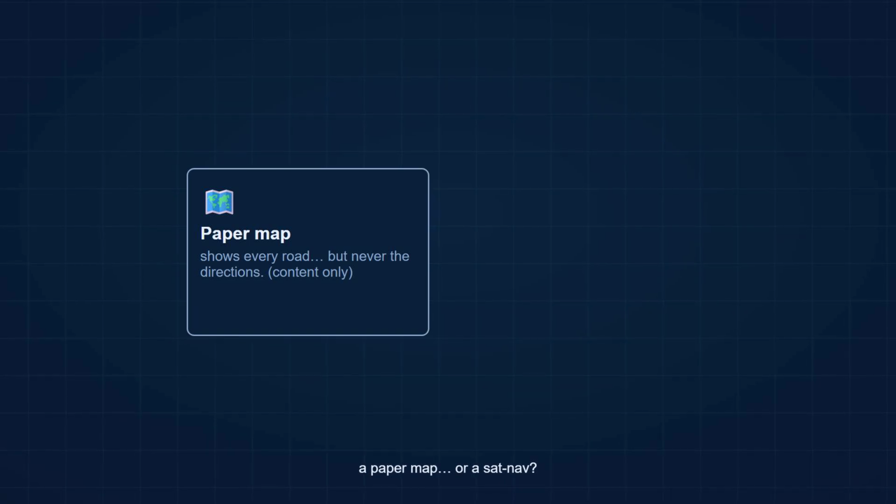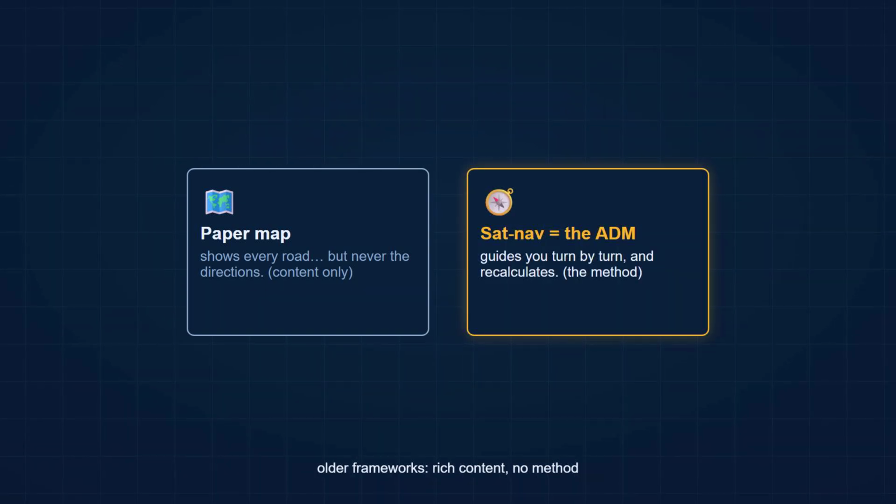To feel why, picture the difference between a paper map and a sat-nav. A paper map is packed with detail, every road, every town. But it never tells you what to actually do. You're left to work out the route yourself. A lot of older architecture frameworks are exactly like that, rich in content but silent on method. The ADM is the sat-nav. It doesn't just show you the landscape, it guides you step by step from where you are now to where you want to be. That guidance, the how, is what made TOGAF win.